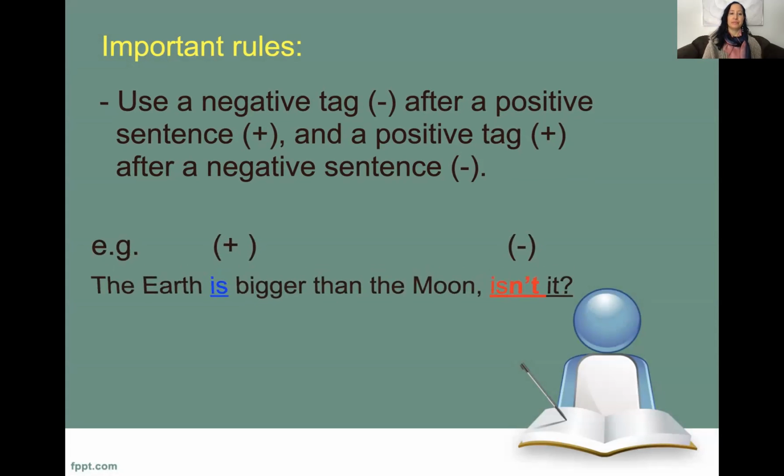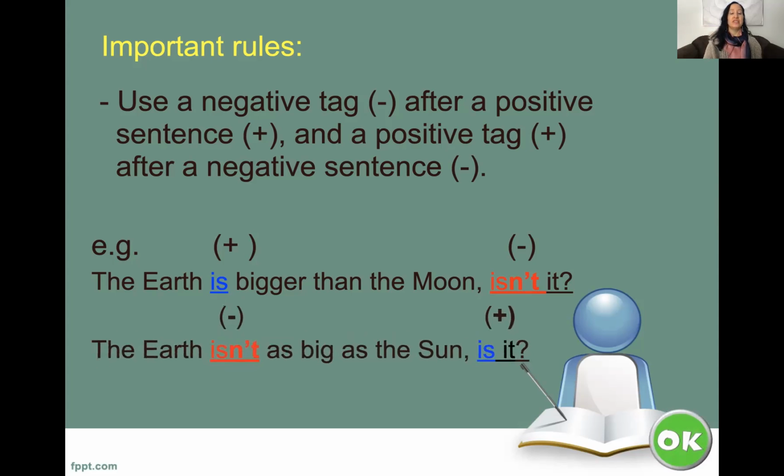For example, the Earth is bigger than the moon, isn't it? You see, that's a positive statement with a negative question tag. And what happens to the volume of my voice or my intonation? It goes down. Why? Because it's a negative question tag.